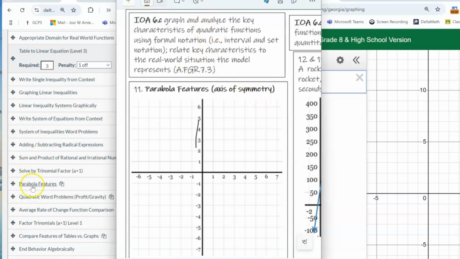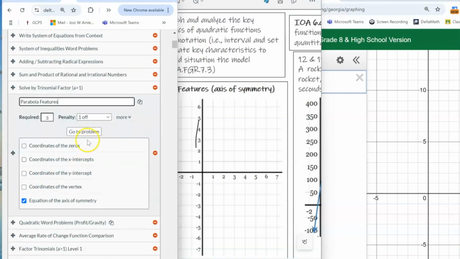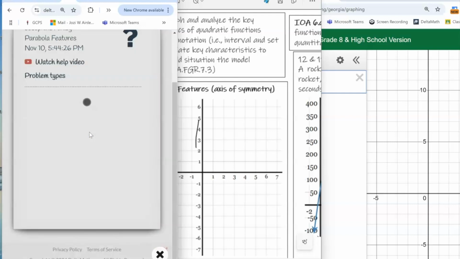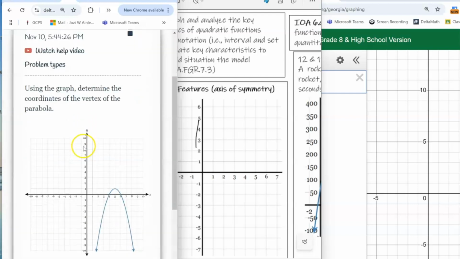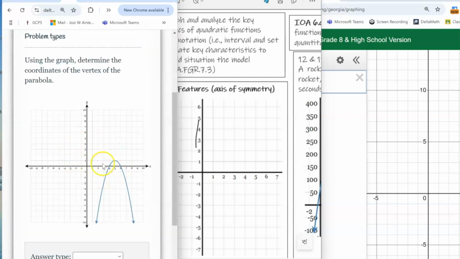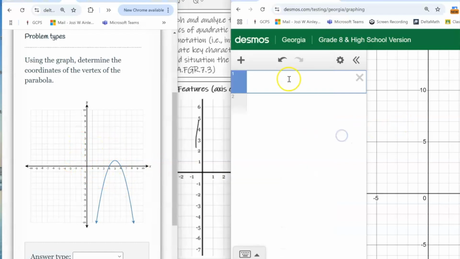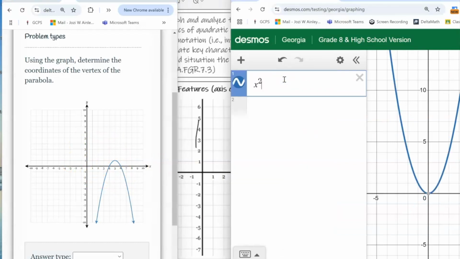So we're going to go to Parabola Features. Okay, and we're only going to look at axis of symmetry. Now, the thing I do want to point out is this. Whether they give you a graph or an equation, if they gave you an equation, all you would need to do is put it into Desmos. So let's just say this was the equation really quickly. All right, as soon as you put it into Desmos, you can see the graph, okay?